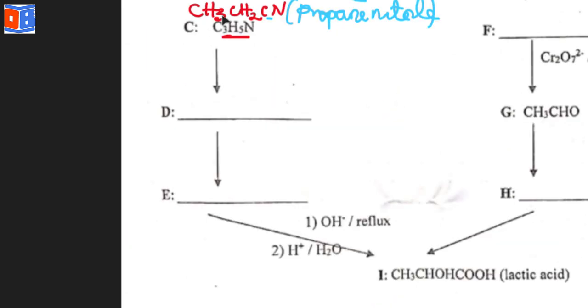Now we look at compound C, which is propanenitrile, going to give us D, and D goes to give us E, E goes to give us I, and I is lactic acid. So we cannot make any depiction as to what compound D could be without first of all going to the identifiable compound, which is compound I. Having identified compound I, we can go in a reverse manner to depict what E could be and what D could be. So we realize that compound I is a hydroxycarboxylic acid, where the hydroxy group is found on carbon 2, hence the name 2-hydroxypropanoic acid. And we realize that carbon 2 has taken an OH group.